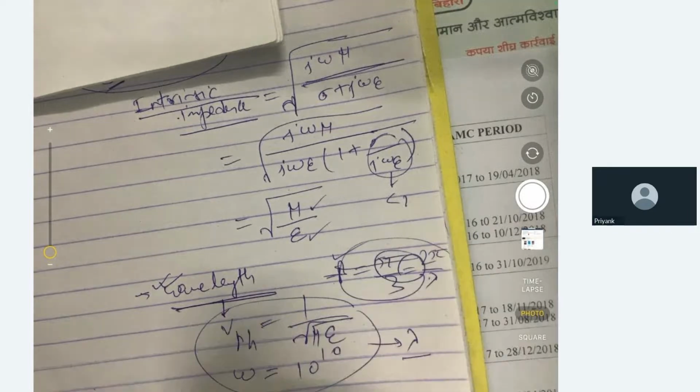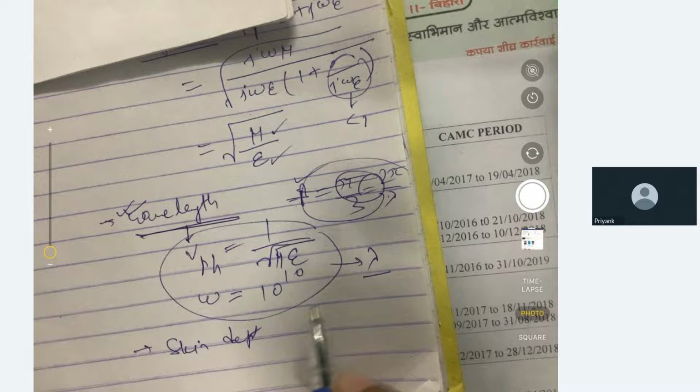The fourth part here is skin depth. So skin depth will simply be equal to 1 upon alpha, the attenuation constant. Okay.